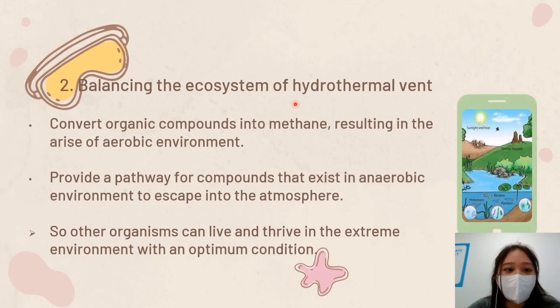More than that, the Methanococcus jannaschii can also balance the ecosystem of the hydrothermal vent by converting the organic compounds into methane to have an aerobic environment. Moreover, it can help the compounds that exist in the anaerobic atmosphere to escape into the atmosphere by providing them a pathway. Thus, the other organisms can live and thrive in their optimum environment.